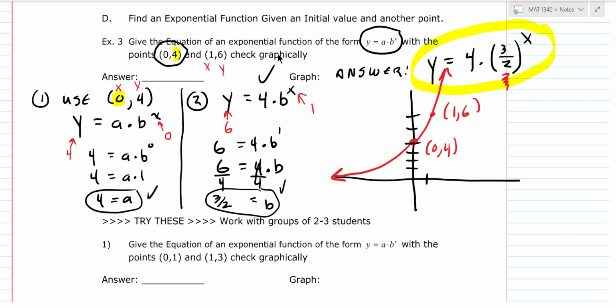Sure, that ought to be step 1. And what that'll do is that'll give you the initial value. Because that second point won't do you any good if you use it first. You won't be able to find either A or B. So good question. You are correct.